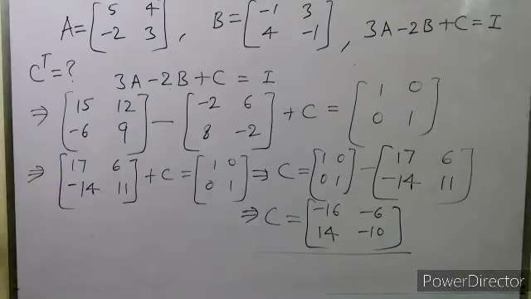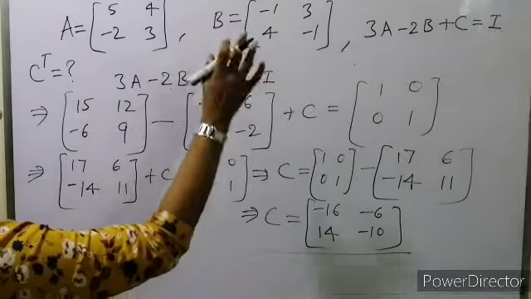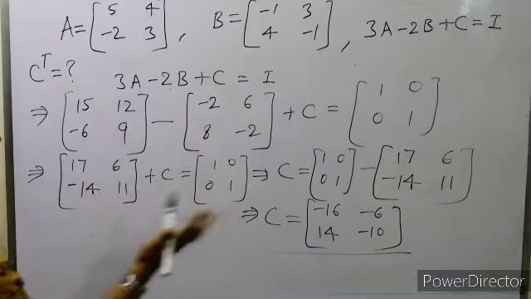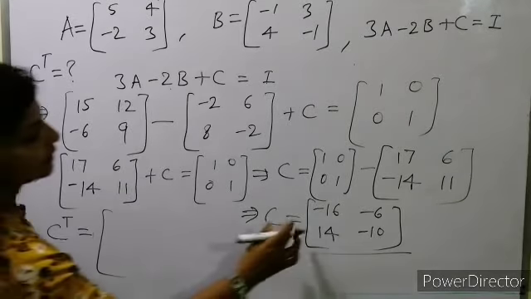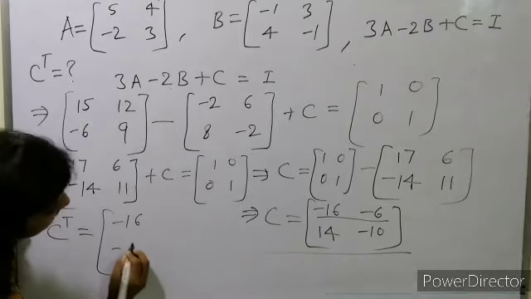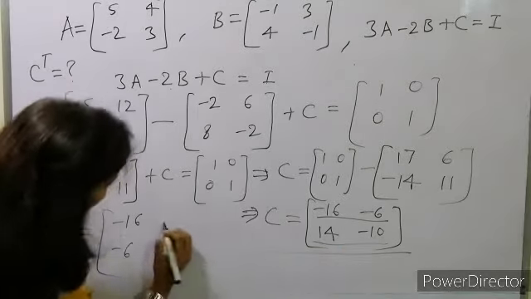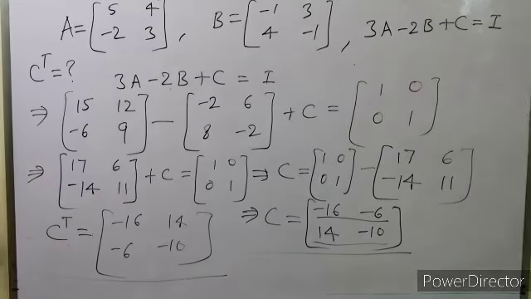Got it? You understood? A and B are given and this equation is given, and we have to find out the transpose of C. So C we found out. Now we will find out the transpose. So what will the transpose be? We will read row wise and write column wise. Minus 16 minus 6, 14 and minus 10. So this will be the transpose of C.